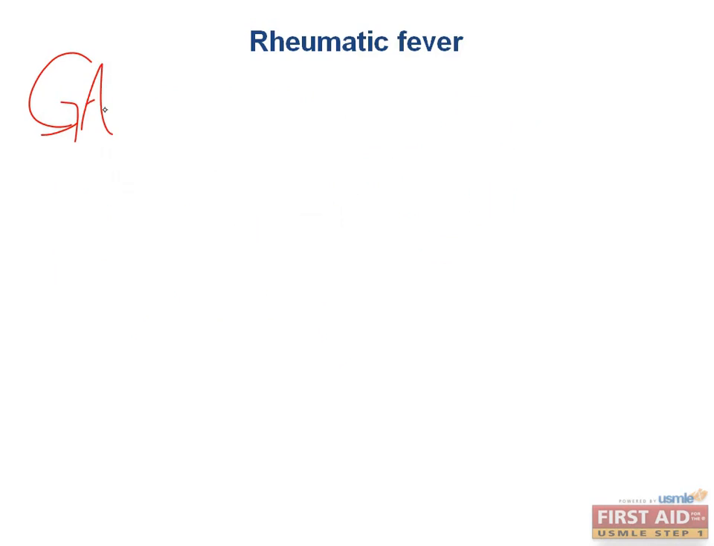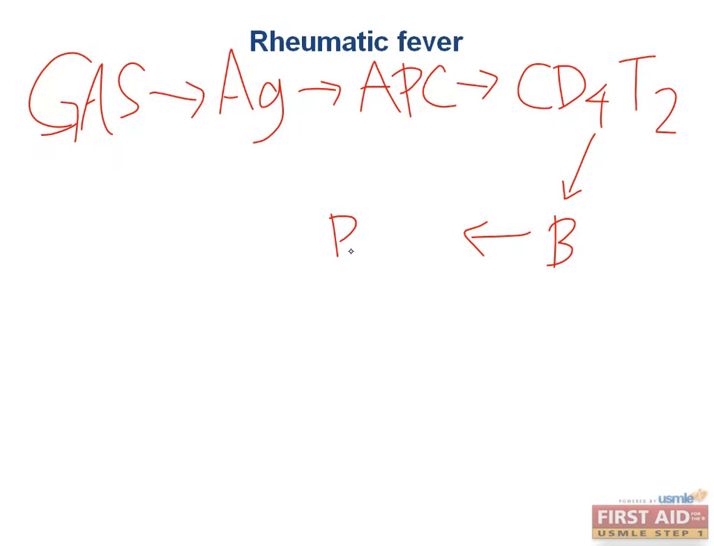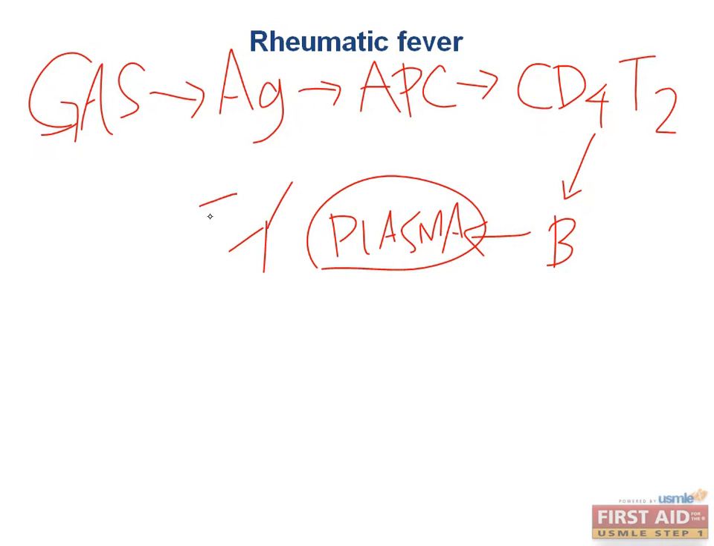So, someone has group A strep. The tonsils are infected. Antigens of the bacteria are taken up and processed by antigen-presenting cells. Antigen-presenting cells activate CD4 T cells to become helper 2 T cells, induce the activation of B cells to be specific for a certain type of antibody response, and then they differentiate into a plasma cell population that will just start cranking out antibodies like it's their job. Wait a second, that is their job.